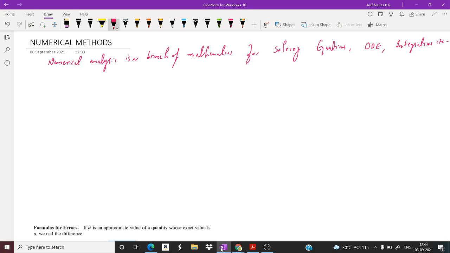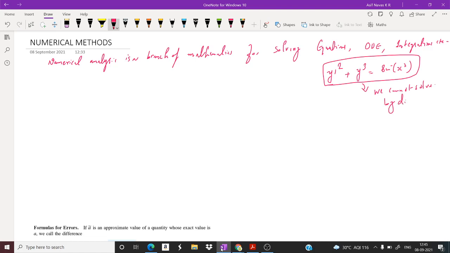So for these techniques, for example, if you take some ODE like y dash square plus y cube is equal to sine of x cube. This is a first order nonlinear ODE, but such an equation we cannot solve by a direct method. That means there is no direct method to solve such equations. That means we cannot find y of x, the unknown function, by any method.